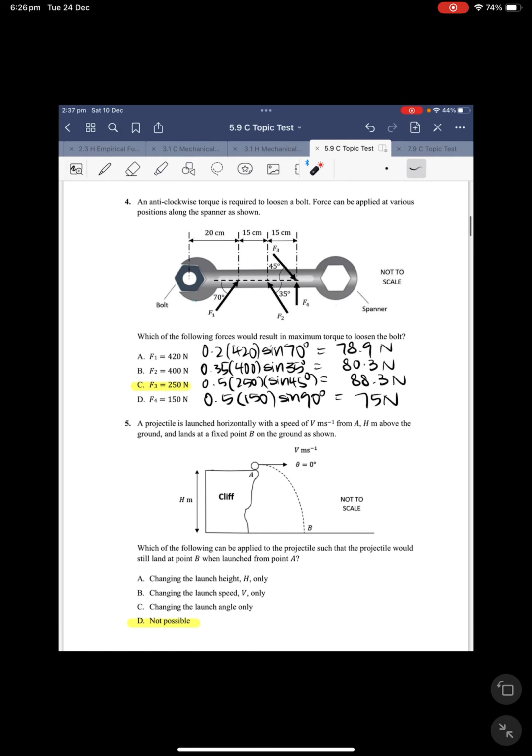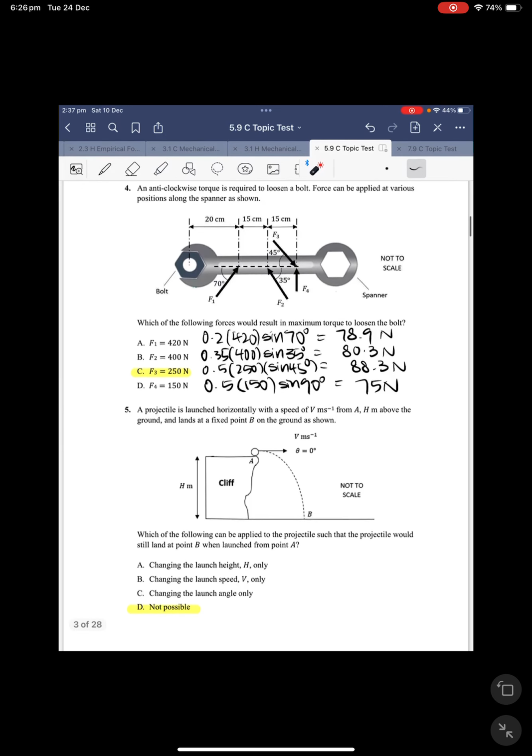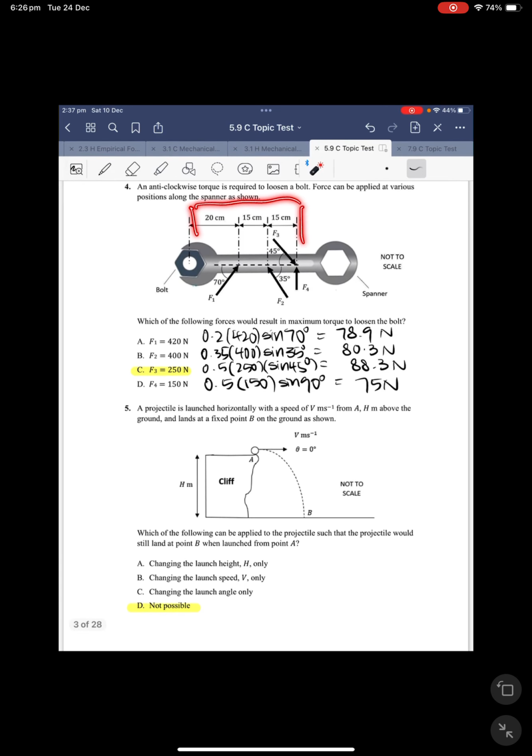Question 4 is asking us on torque, and we have a variety of distances from the bolt here. We have a variety of angles, and we also have a variety of forces. And so all we need to do is just calculate the final torque, and actually these should be Newton meters. We calculate the final torque for each of the options using the formula that torque equals r F sine theta. And we find that the maximum torque is given by F3, so the answer is C.